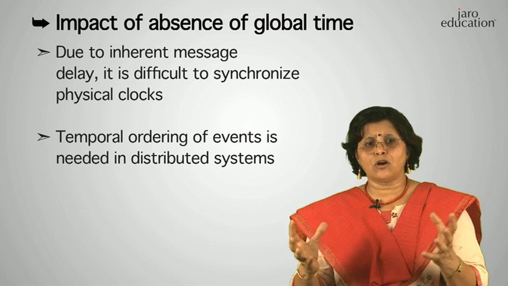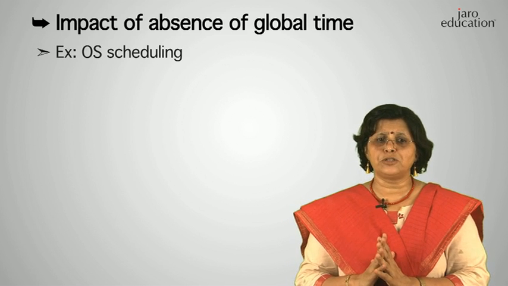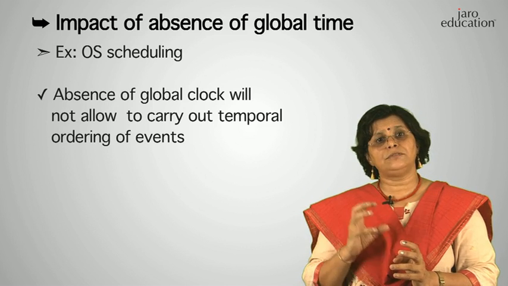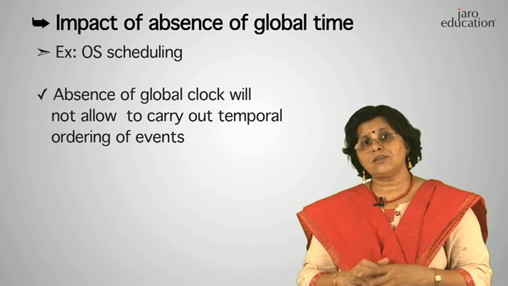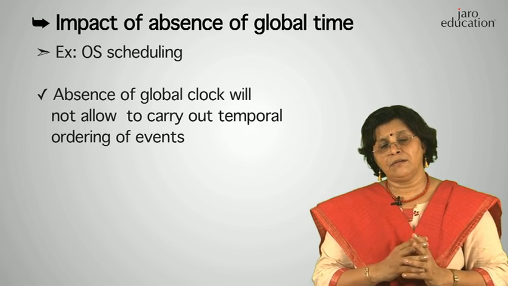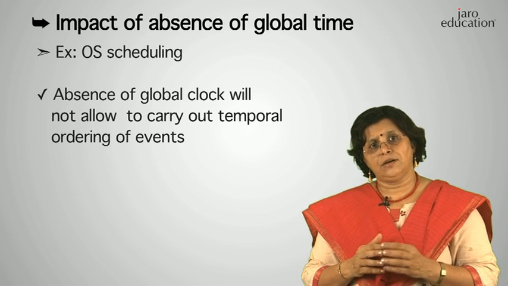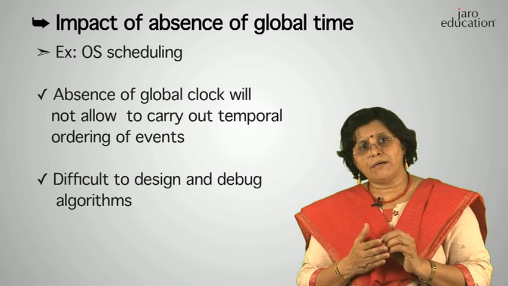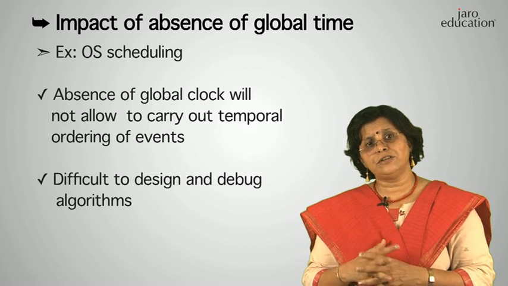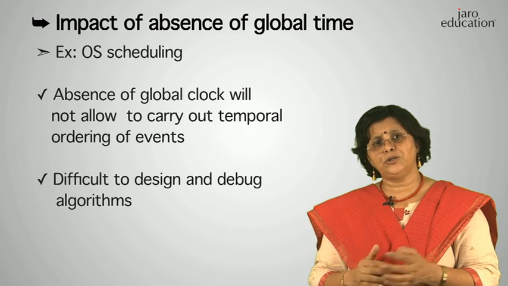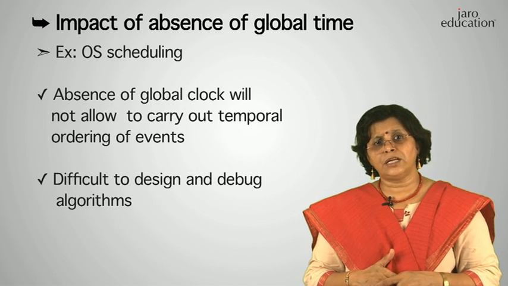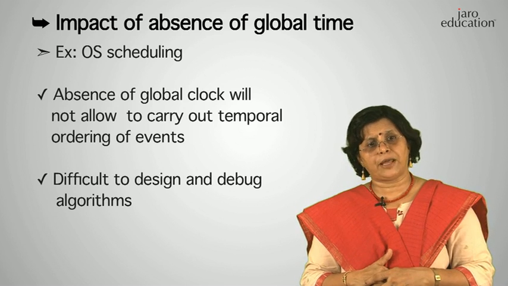So for example, when I talk about operating system scheduling in a distributed system, the absence of a global clock does not allow us to carry out temporal ordering of events. Means ordering of events in terms of time. Say event 1, then event 2, then event 3. This temporal ordering is important. Also, it is difficult to design and debug an algorithm which is going to be used for scheduling, because in a system we use different types of scheduling algorithms. As I told you earlier, we may have FIFO, we may have other algorithms, like round robin with a small quantum of time or a larger quantum of time.